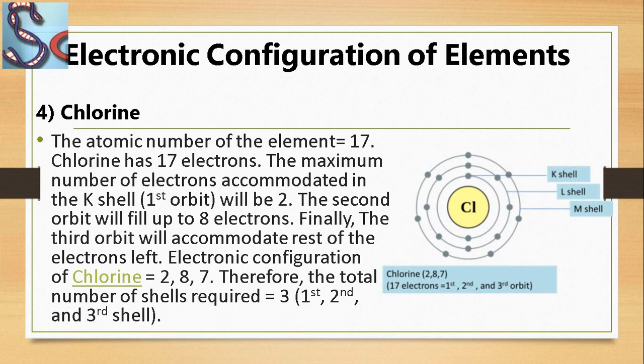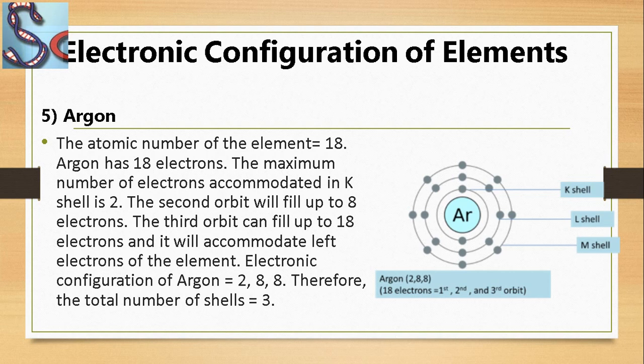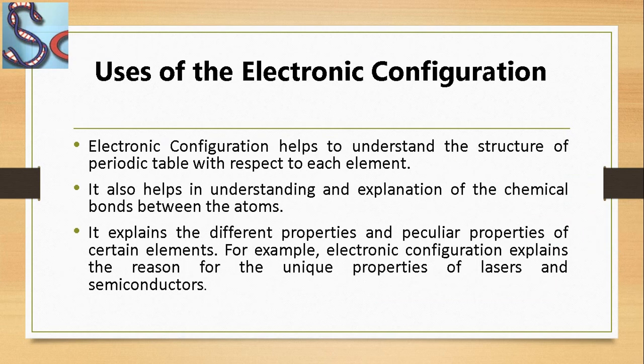Now, argon, having atomic number 18. The maximum number of electrons accommodated in K is 2. The second shell L will be 8, completely filled, and after that the third orbit will take the leftover electrons of the element. So it has the electronic configuration 2, 8, 8. So it also requires 3 shells. Got it?